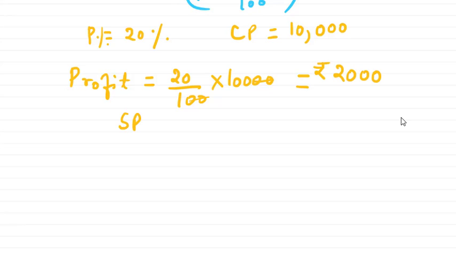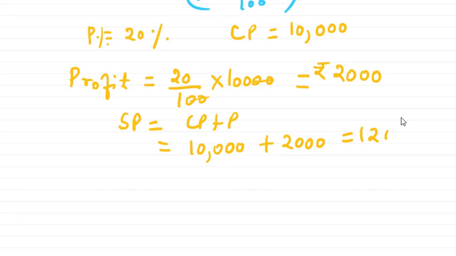Then you need to find the SP. SP is CP plus profit. Here the CP is 10,000, so 10,000 plus 2,000 will give you 12,000. So this is the first method. He will get 12,000 rupees at the end. Now let's see the other method.